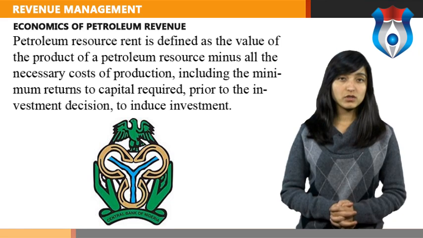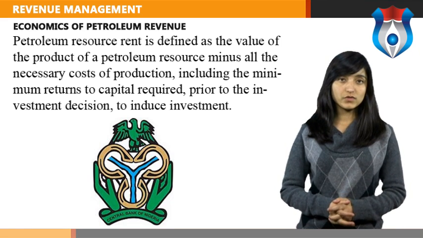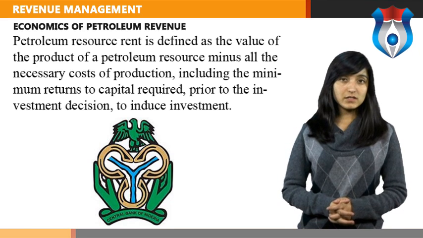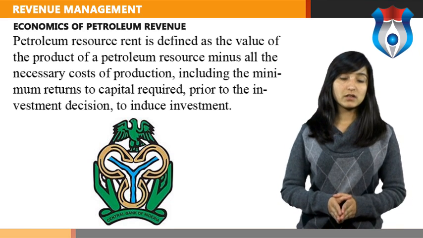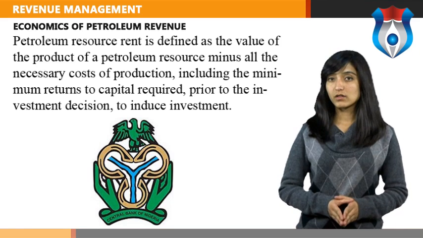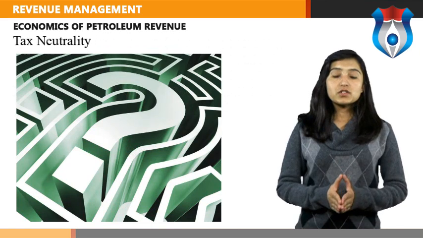The fluctuation of petroleum prices will affect the distribution of rents over time. The uncertainty of costs and prices means that rent actually generated may turn out to be much higher or lower than initially expected sometimes.